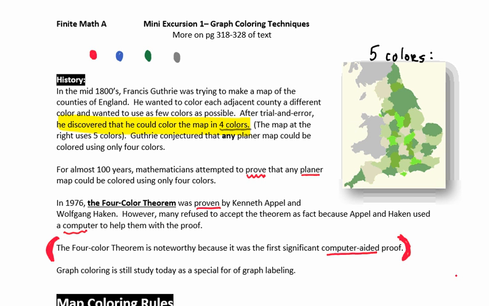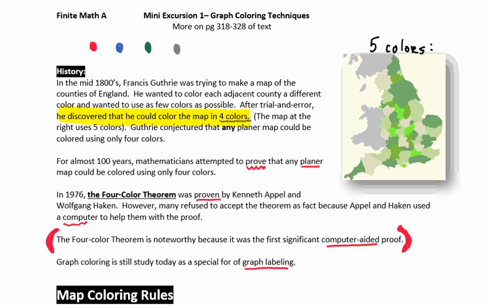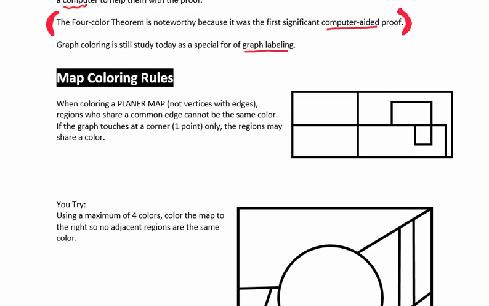And a lot of people still debate this and say, hey, if you can't do it by hand, it doesn't count. But this was a computer helping them out. So that's why it took until 1976 to prove this, because they needed that technology to help them out. So that's why we're interested, because this is the first time that a computer was significant in the proving of a mathematical concept. We also use it today for a kind of map labeling or graph labeling technique, which we're going to talk about. Okay, so for today, let's talk about the map coloring rules.